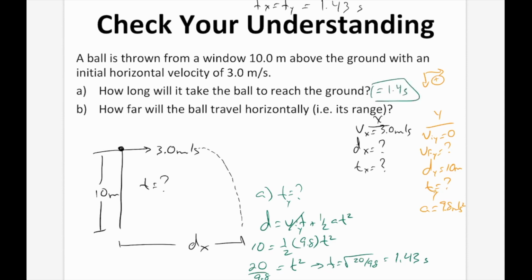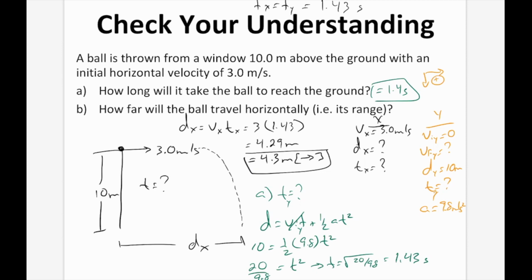B, how far will the ball travel horizontally, i.e., what is its range going to be? Well, that's dx. dx we know is equal to vx times t. vx we know is 3. Our time is 1.43. We got to use 1.43, not 1.4, to be more correct. And that comes out to be 4.29 meters. 2 sig digs, we get 4.3 meters, and we'll call that forward. And that's our two answers.